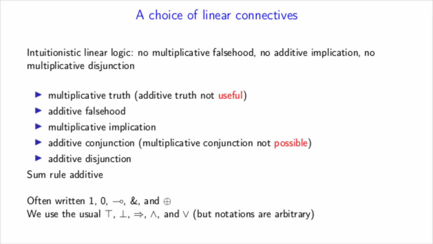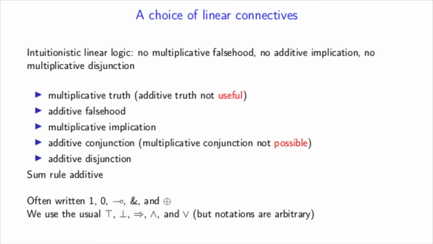But we could not have taken the multiplicative conjunction if we want to commute the interstitial rules with the introduction rule of the conjunction. So this leads to this choice. We have a multiplicative truth, an additive falsehood, a multiplicative implication, an additive conjunction, and an additive disjunction. And you can also notice that the sum rule is additive.